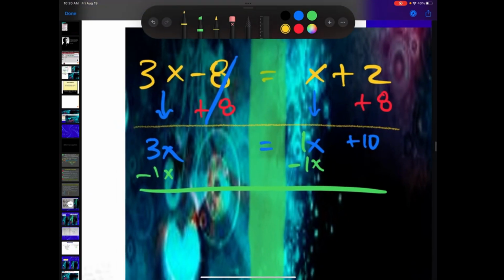Class, tell me what's left on the left side. 2x. Did you notice how I'm only subtracting the coefficients here, the numbers in front? The x stays the same. And on the right side? We have 10. X is almost by itself.